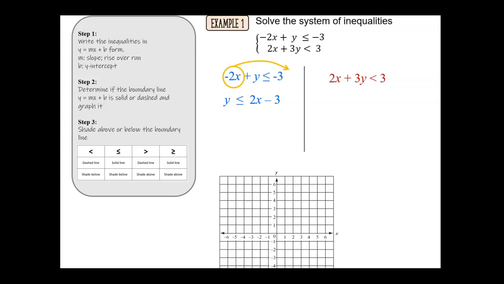Now here's the question. What is m and what is b? So what's my slope? Just looking at that equation, or actually, sorry, what's my y-intercept? If it's mx plus b, which one's the y-intercept? The b. The -3 is going to be my y-intercept. Now careful here. What's the slope?